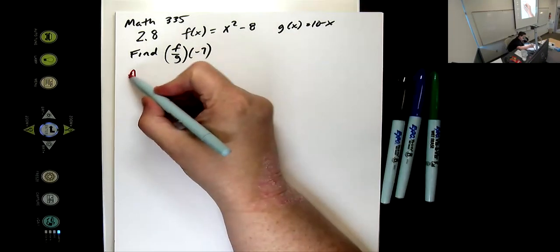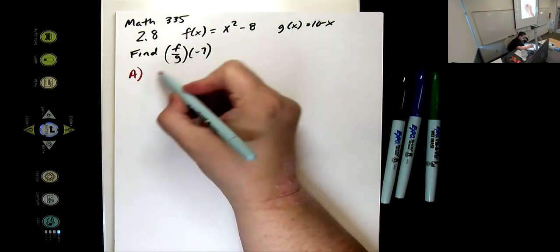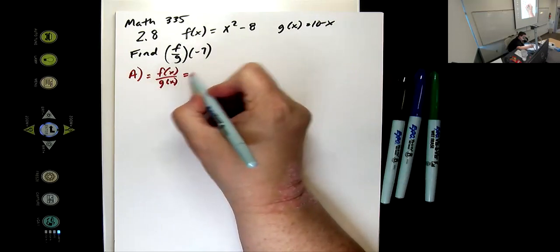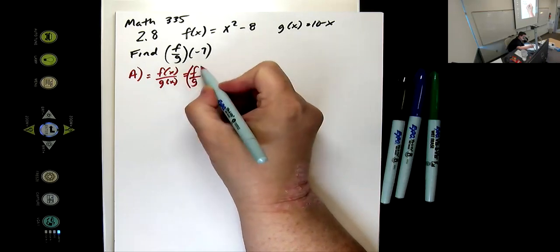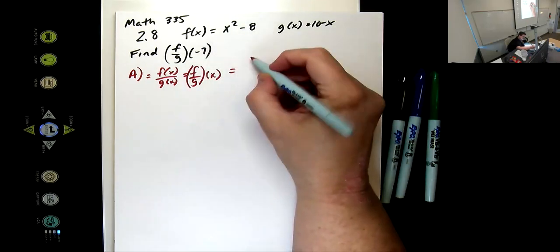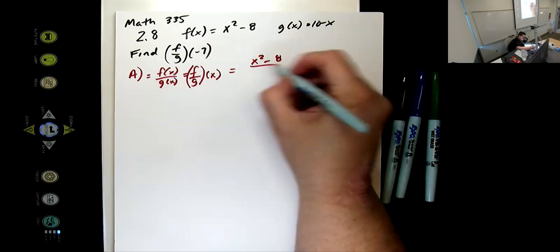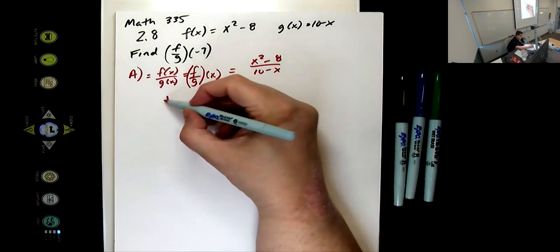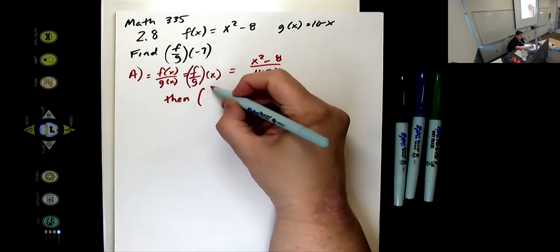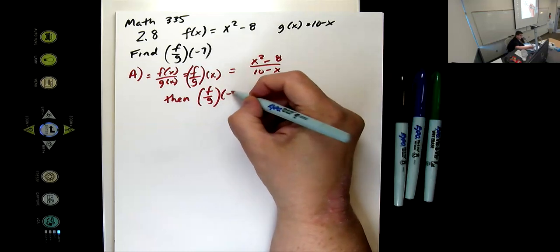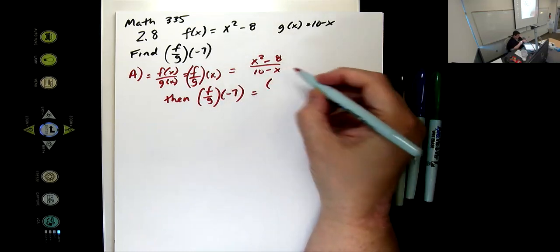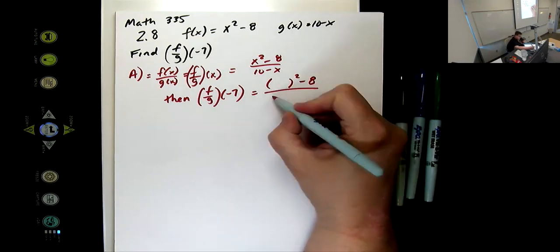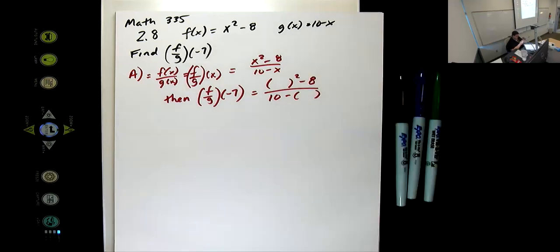A, we do f of x over g of x first. It's going to be x squared minus 8 over 10 minus x. Then evaluate f over g at -7. So replace everywhere there is an x with -7.